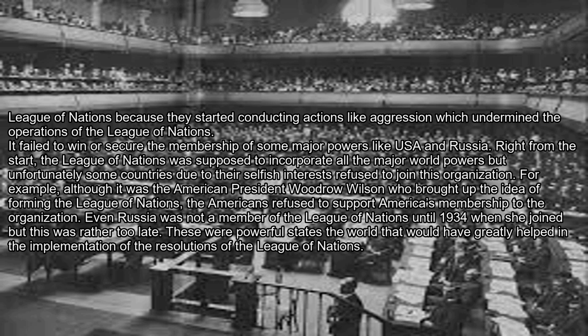For example, although it was the American President Woodrow Wilson who brought up the idea of forming the League of Nations, the Americans refused to support America's membership to the organization.